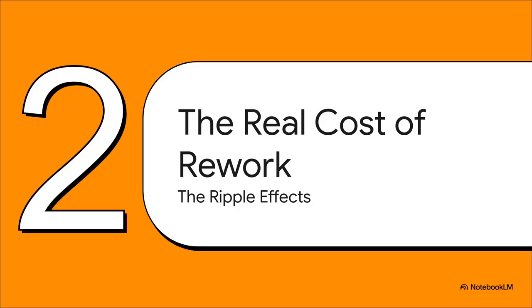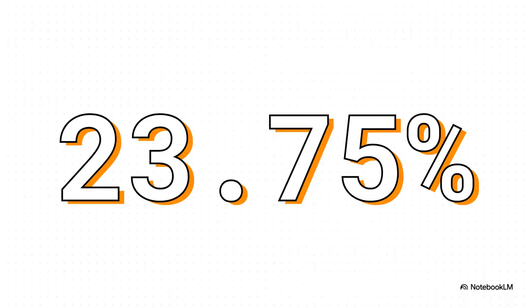And this brings us right to the heart of the matter, the real, tangible costs. And believe me, we're not just talking about the price of a few new materials. It's the ripple effects. That's where the true damage really gets done. Okay, let this number sink in for a second. 23.75%. Research shows that, on average, change orders can blow up a project's cost by nearly 24%. And that's after the contract is already signed. That is a massive and usually unplanned hit to the budget.